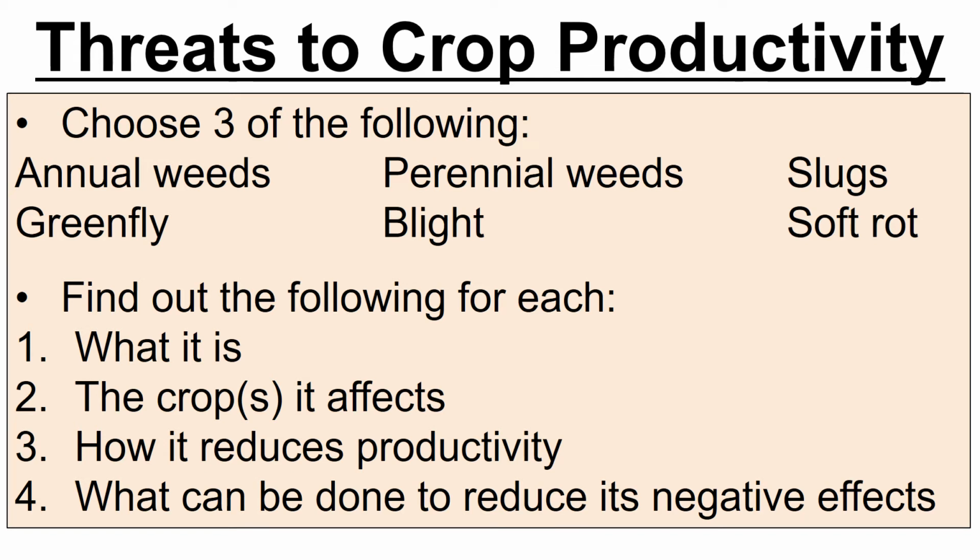Find out what it is, the crop or the crops in particular that it affects, so in terms of human food, how it reduces productivity, and what can be done to reduce its negative effects. So do that and then come back and we'll go through each of them.